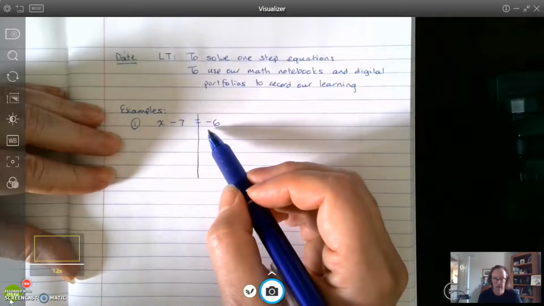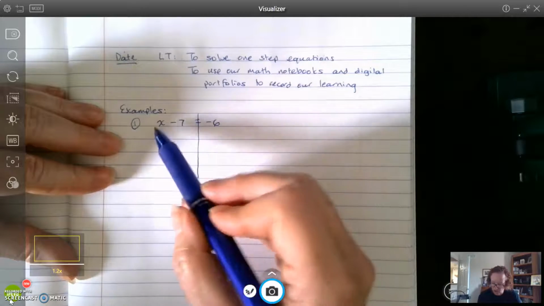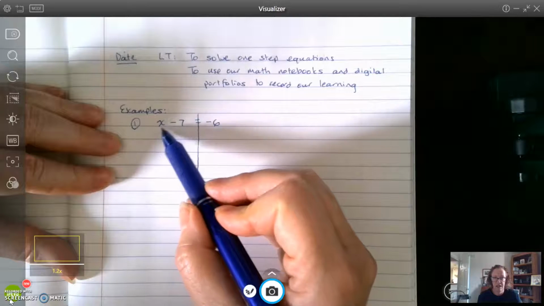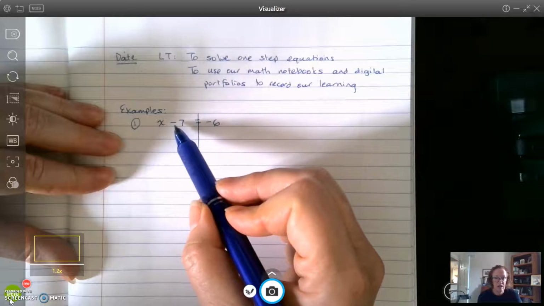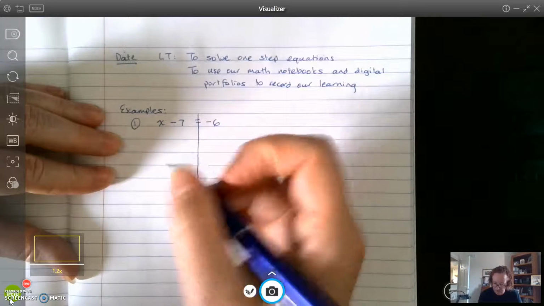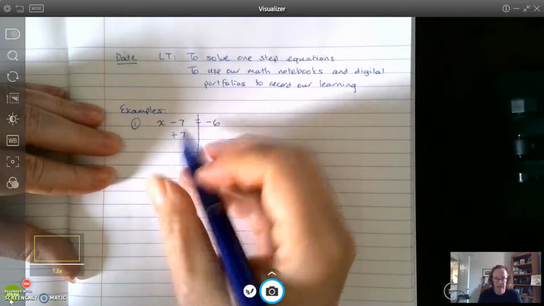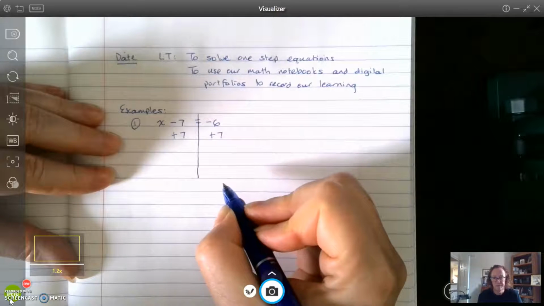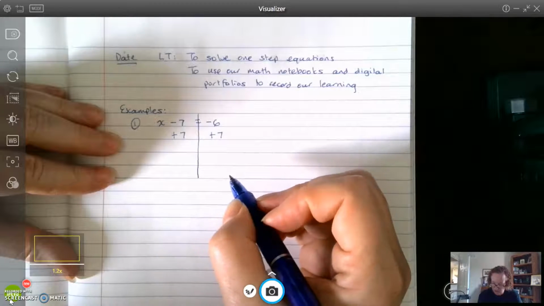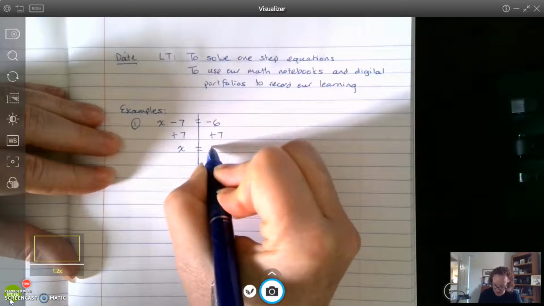I know that when I'm solving a one-step equation, I want to undo all of the operations. My goal is to isolate x. So if currently I'm subtracting 7 from x, I'm going to choose the opposite operation and add 7. And when I add 7 to one side, I also have to add it to the other side because I want to keep my equation in balance. On this side, I'm left with x, and on this side, I end up with 1.